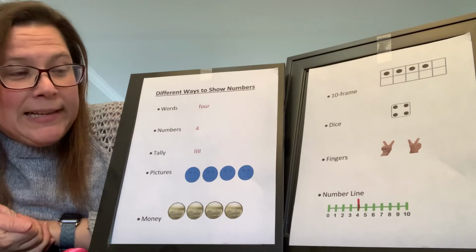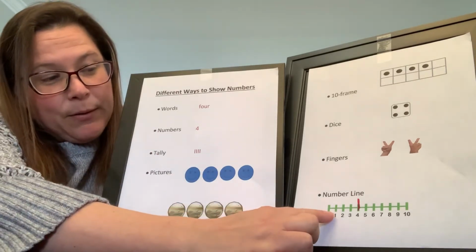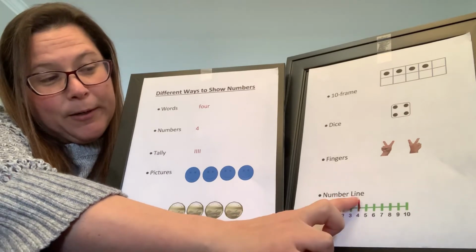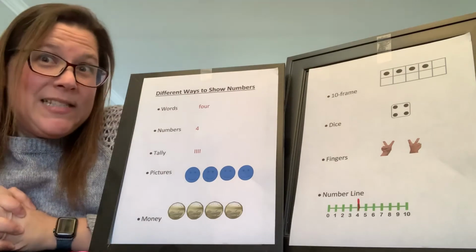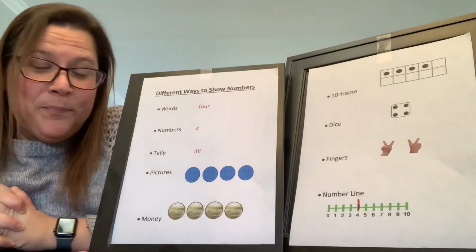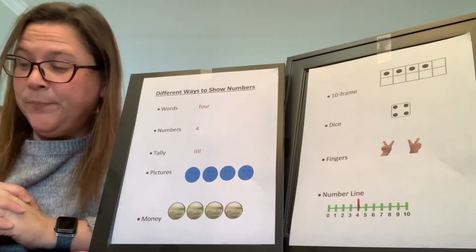And using a number line. So this one's from 0 to 10. And we marked off. So we go 1, 2, 3. There's the number 4. So those are 9 different ways to represent the number 4. So let's try another one together. Let's do the number 2.